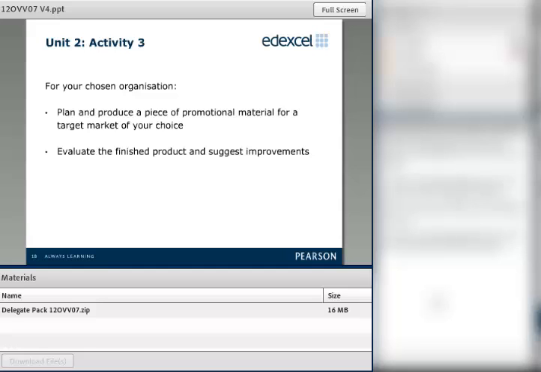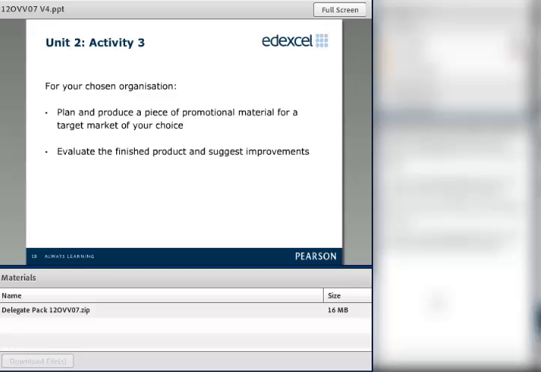Activity 3: for your chosen organisation, plan and produce a piece of promotional material for a target market of your choice. And the second part is to evaluate the finished product and suggest improvements. Okay. So first of all, they had to do their plan, and this time it's plan and design. It might be worth taking a little note on that. This is the only plan for Unit 2 that is slightly different from the other two.